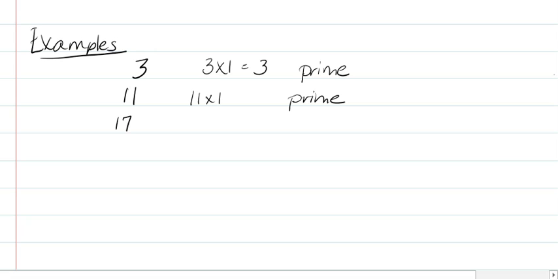17. That's another prime number. The only thing that would give you 17 is 17 times 1. So it's 1 and itself. That gives you a prime number.